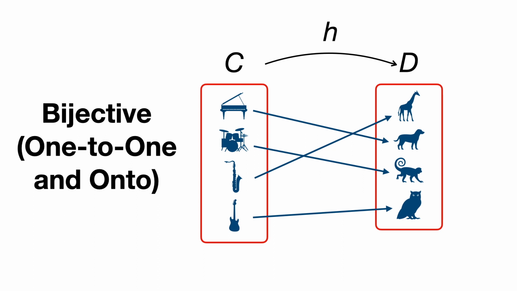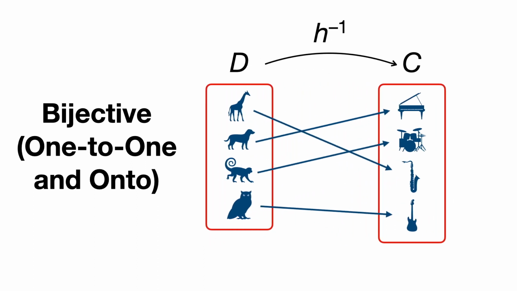In general, in order for there to be a bijective function between two finite sets, they must have the same number of elements. One nice property of bijective functions is that they're invertible. So we could turn all of these arrows around and get a function h inverse from D to C. This is the arrow diagram for h inverse. Under the function h, the piano mapped to the dog. Now, with the inverse function, the dog maps to the piano. Previously, we had the saxophone mapping to the giraffe, and now we have the giraffe mapping to the saxophone, and so on.